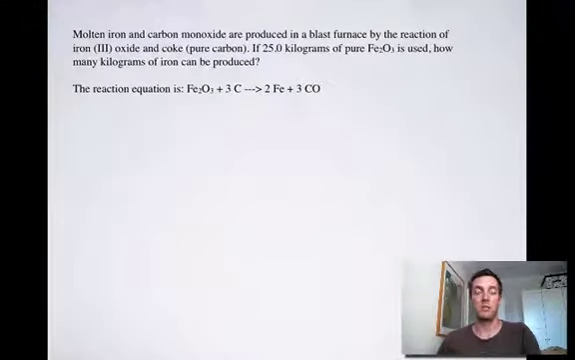Here's another one using a different equation. Let's just quickly rattle through this because we know the principles now. Right, we are dealing with a reaction in a blast furnace. We're told we've got 25 kilograms of Fe2O3, and we're asked how many kilograms of iron can we form. This is a question that is asking us the mass of iron.